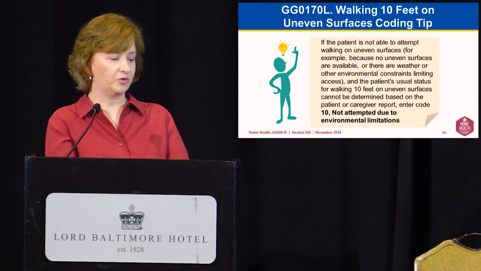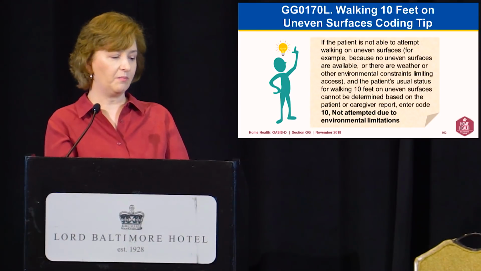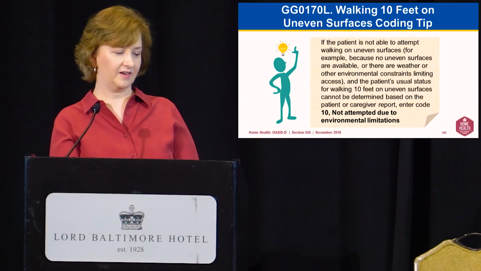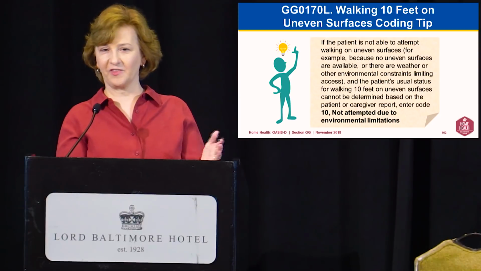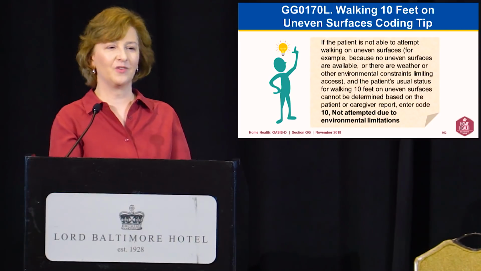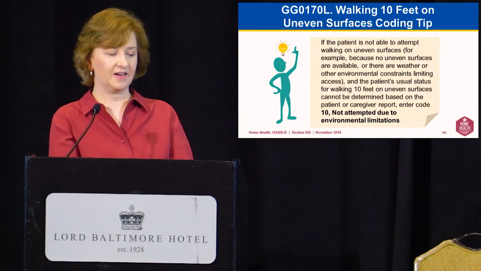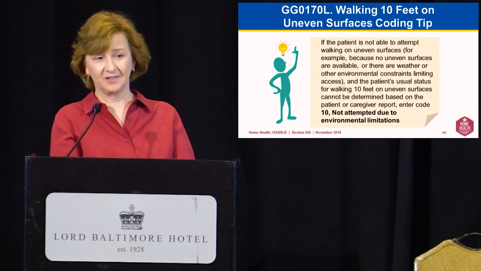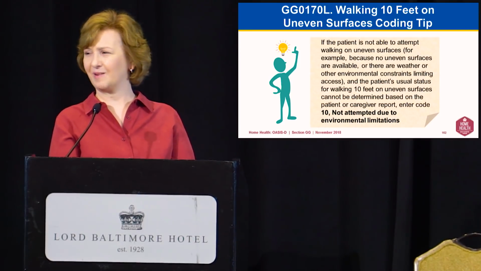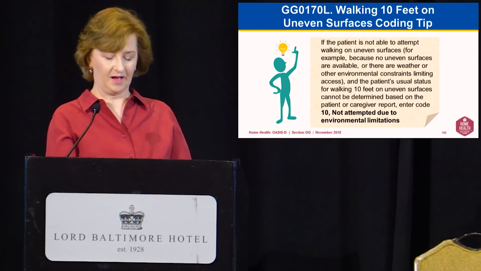If the patient is not able to attempt walking on an uneven surface, for example, because no uneven surface is available, or there are weather or environmental constraints, so again, you might live in a part of the country where it's either really hot and dangerous, or very cold and dangerous, and so you're not able to assess this. And so the patient's usual status for walking 10 feet on uneven surface cannot be determined, then you could code 10, not attempted due to environmental limitations. And as I said before, this is definitely one of the items where we would expect this code to be used more than others.